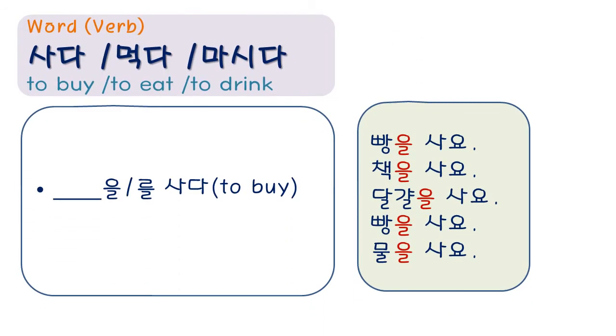Okay, so let's look at some examples. 빵을 사요. 책을 사요. 달걀을 사요. 물을 사요. Okay, so you understand what these sentences mean, right? 빵을 사요. I am buying bread.